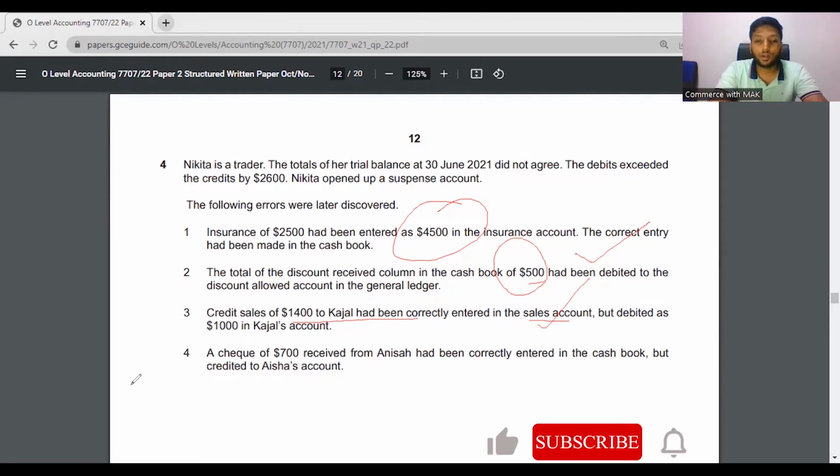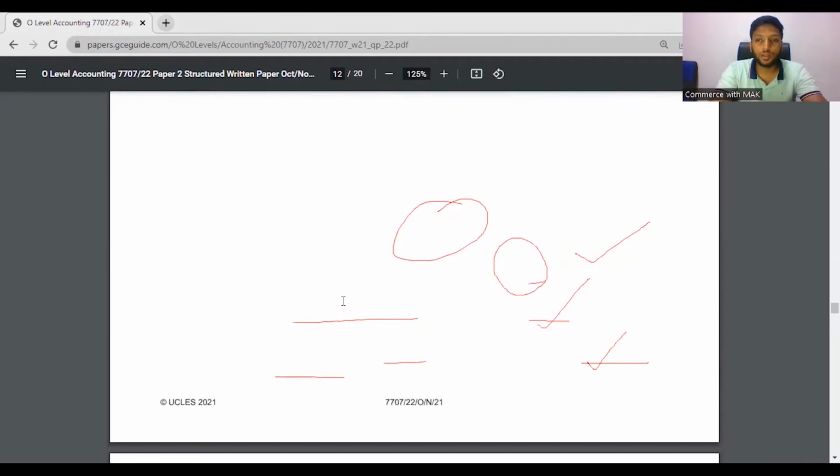Then the fourth one, a cheque of 700 received from Anish had been correctly entered in the cash book, but credited to Aisha's account. Now here also you can see one entry is correct, and the other entry is wrong, but here there's a name confusion, so it's not going to fall into suspense account. This is an error of commission. So I'll explain you one by one. Let's start doing the sum. Before moving on to the sum, we want to know the requirements of this question. So I'll erase this off.